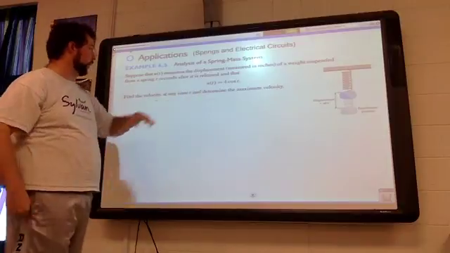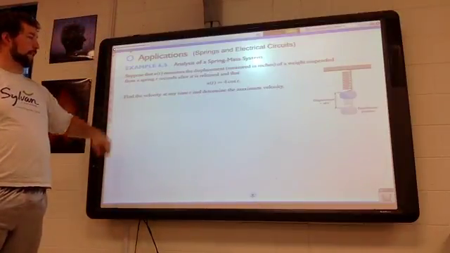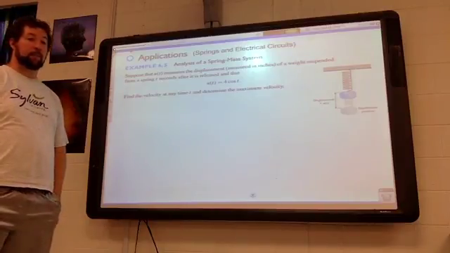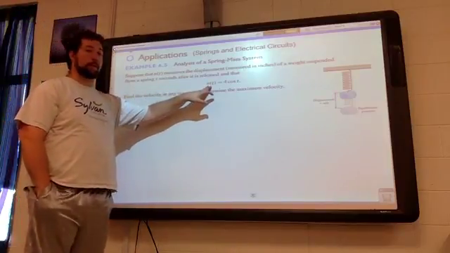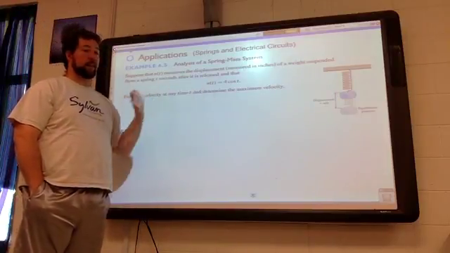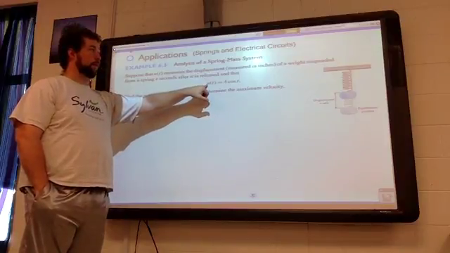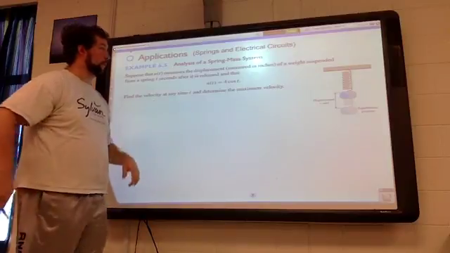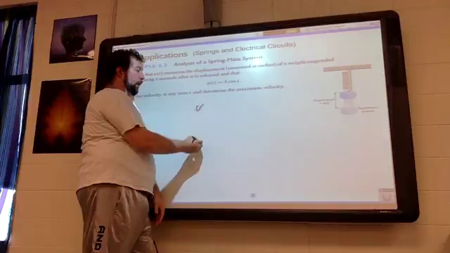Okay, so that's why it is what it is. All right, so the question here is: find the velocity at any time t and then determine the maximum velocity. Well, if this is displacement, kind of like the position function, then the derivative of the displacement function is going to be velocity. So really all I have to do is find the derivative of this function here.